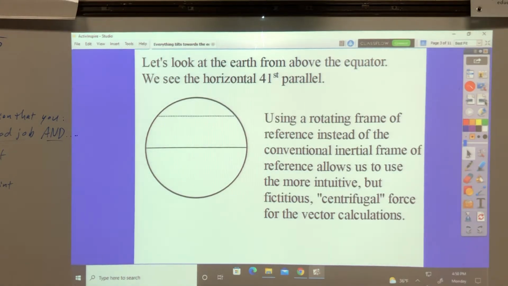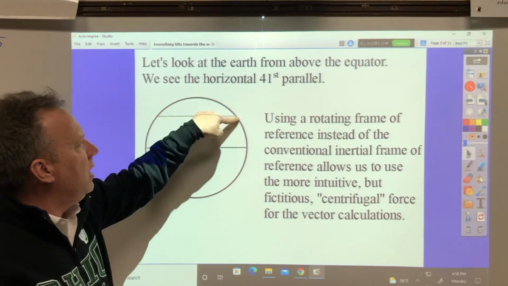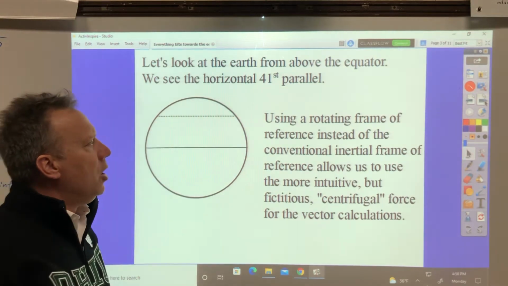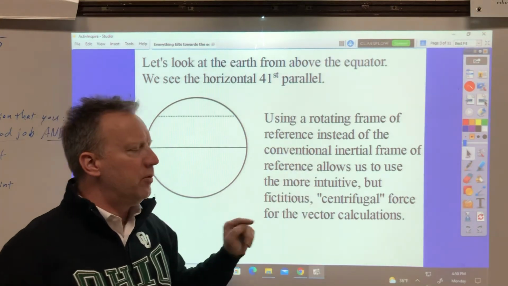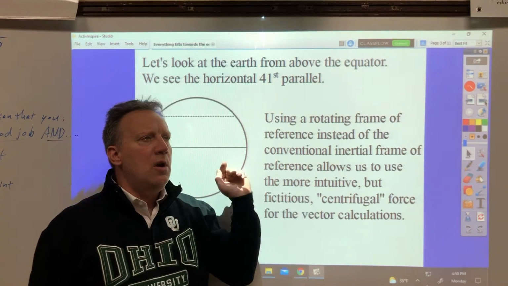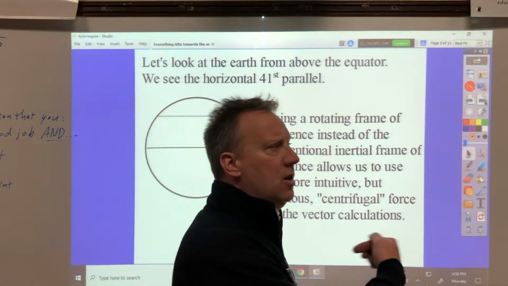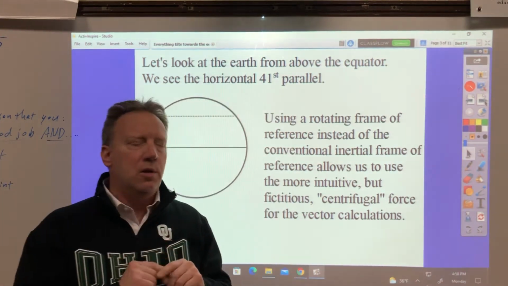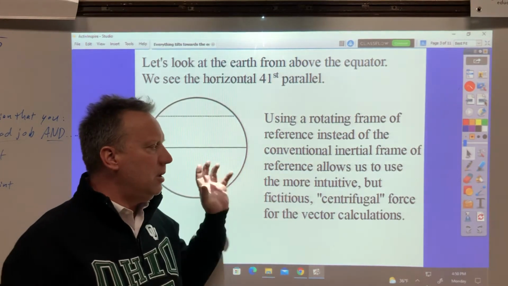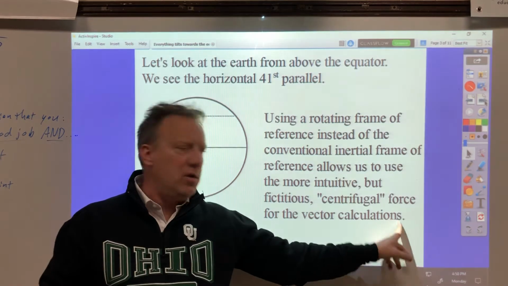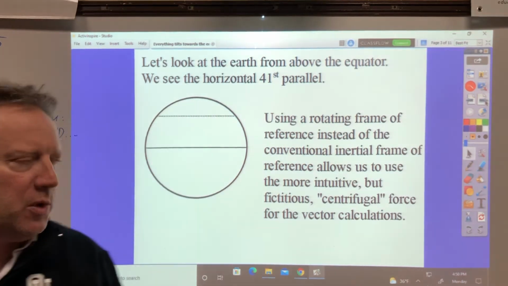So let's look at the Earth from above the equator, and we see our horizontal parallel here at the 41st. We're going to use a rotating frame of reference instead of the conventional inertial frame of reference that physicists use. The correct way to do this is to talk about centripetal acceleration, which is a real acceleration. But this is more intuitive and easier for lay people to follow, and easier to work, really, if we use a centrifugal force. If you're really into this, you can go back and calculate it with centripetal.